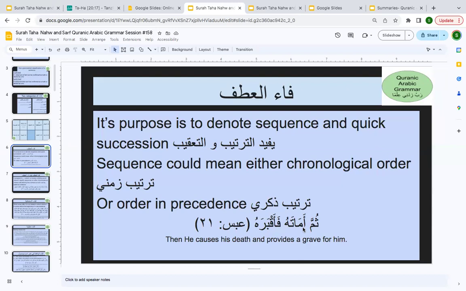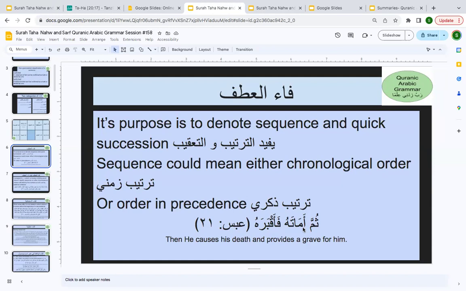For a quick comparison, I'm going to ask you to think about Summa. If I had there, for example, this is Quran, I cannot add anything, but I'm just giving you an example. If there was Summa Amatahu, Summa Aqbarahu instead, how would it be different from Fa?